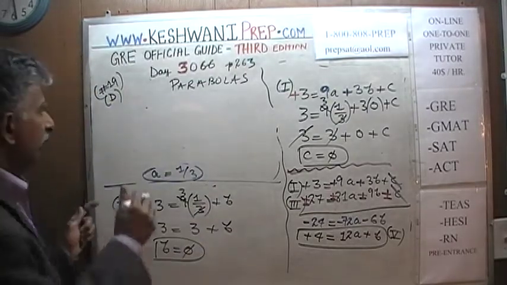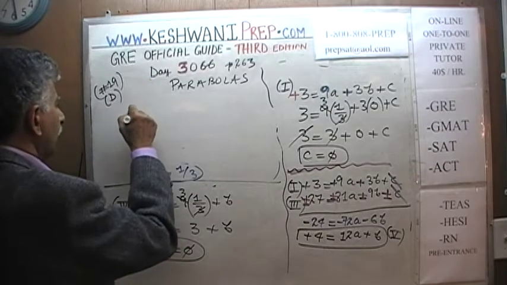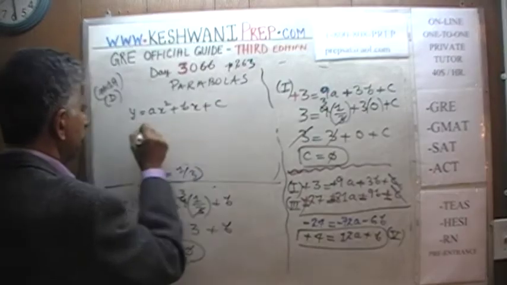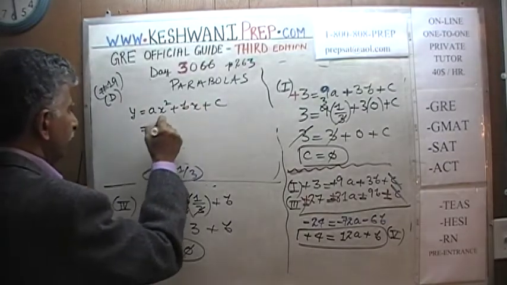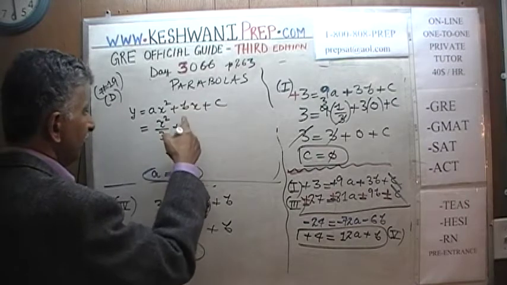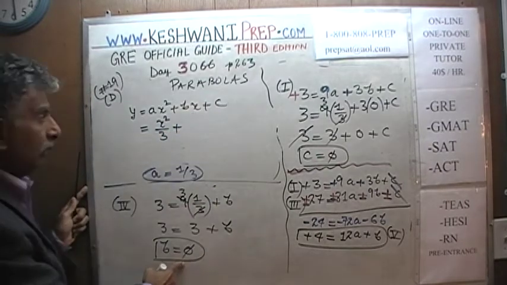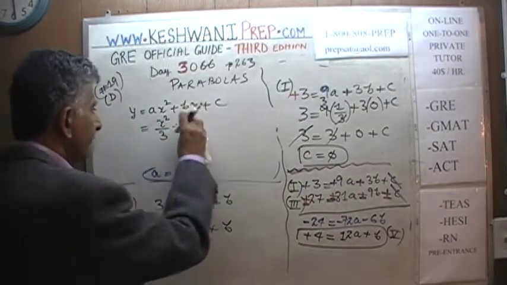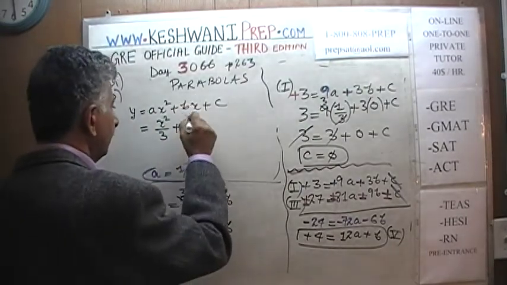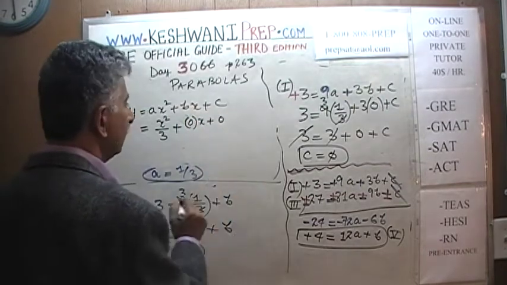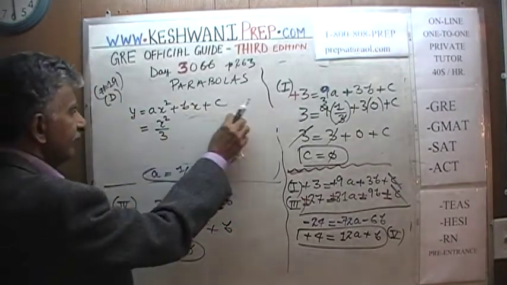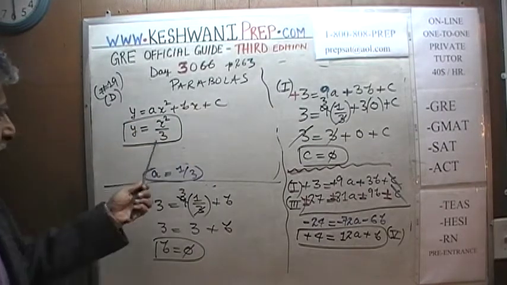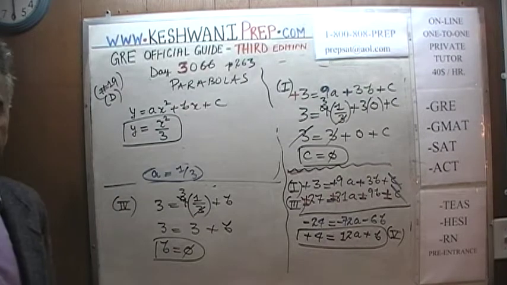The standard form of the parabola is y equals ax squared plus bx plus c. A is 1/3, so it's going to be x squared over 3 plus b times x, but b is 0, so it's just 0 times x plus 0. C is 0. They go away. There is nothing there. This is our parabola. They were asking for the standard form of the parabola. It's right there. That's all it is.